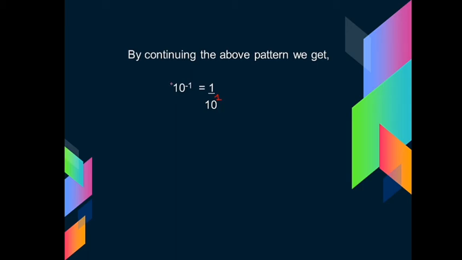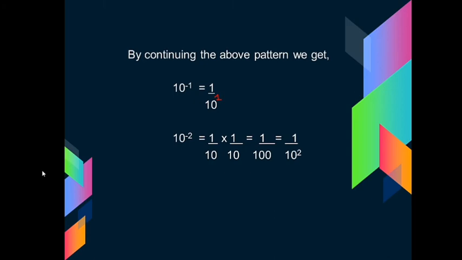So understand, whenever a negative exponent is given, then to convert it into a positive exponent, at that time we have to write the reciprocal of that number. So we can say 10 raised to the power minus 1 is the reciprocal of 1 by 10, and 1 by 10 is the reciprocal of 10 raised to the power minus 1.